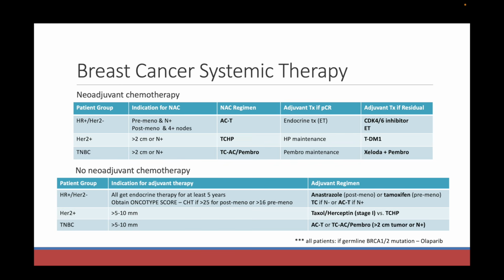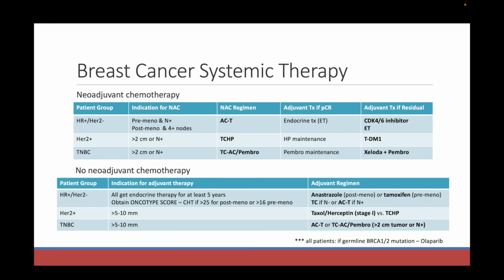For HER2 positive, we have targeted therapy with Herceptin, so the regimen is TCHP. And for triple negative breast cancer, we have the KEYNOTE-522 trial that showed a benefit to TCAC chemo with pembrolizumab, so concurrent and maintenance pembrolizumab. So these are the neoadjuvant chemo regimens you should know. Hormone positive, HER2 negative: ACT. HER2 positive: TCHP. Triple negative: TCAC with pembro.